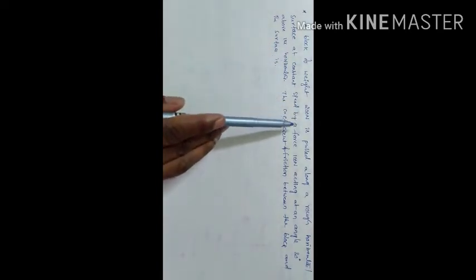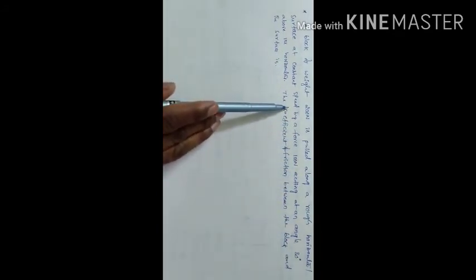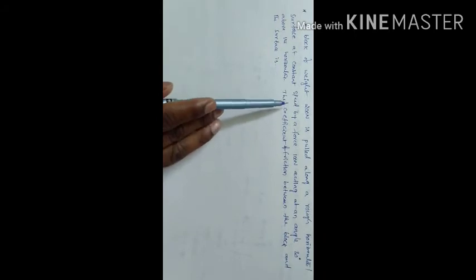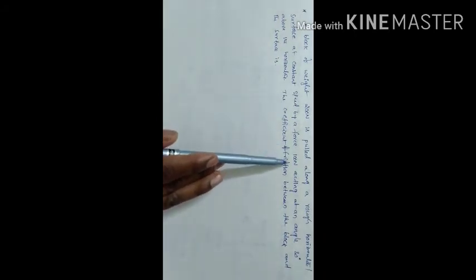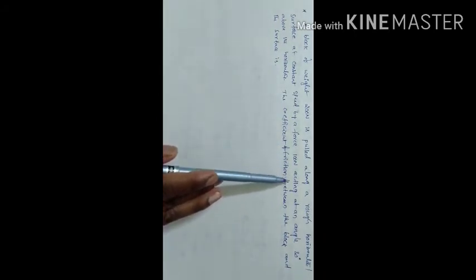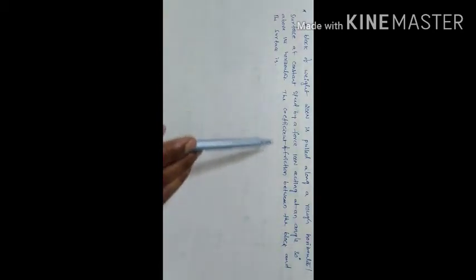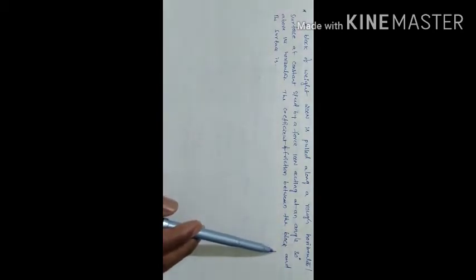Okay, let us see one more problem. A block of weight 200 newtons is pulled along a rough horizontal surface at constant speed. Constant speed means here acceleration 0, by a force of 100 newtons acting at an angle 30 degrees above the horizontal surface. The coefficient of friction between the block and the surface is.